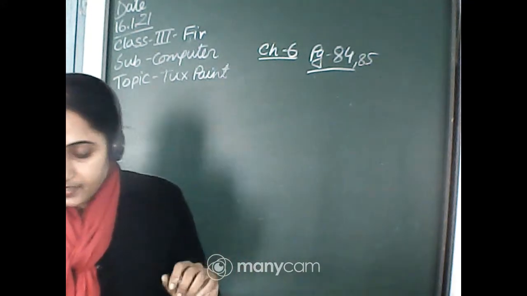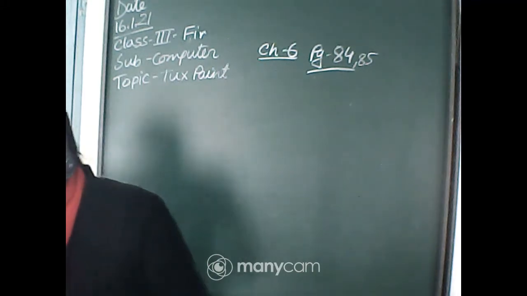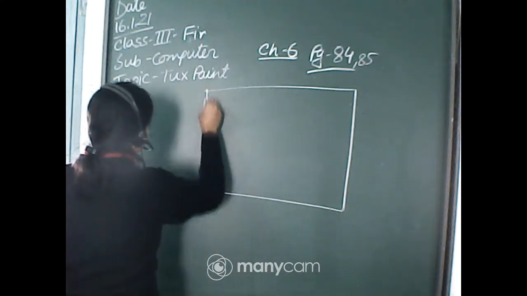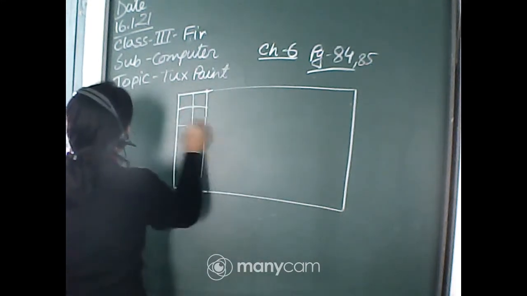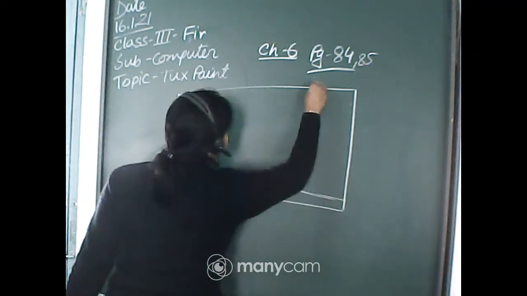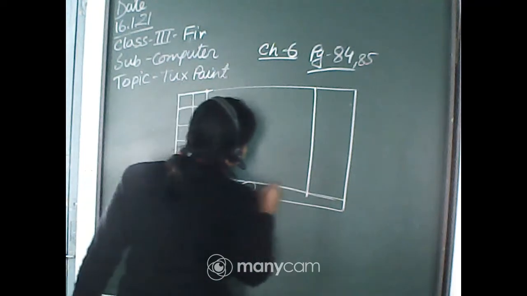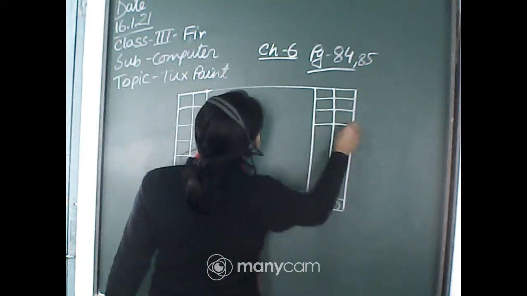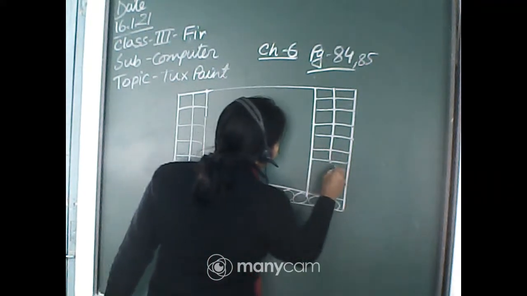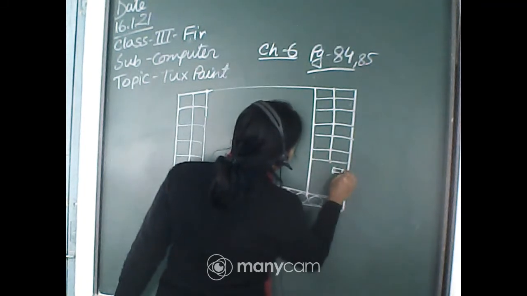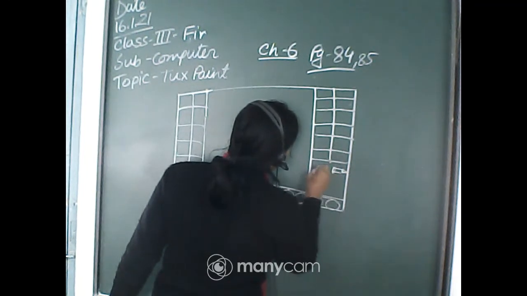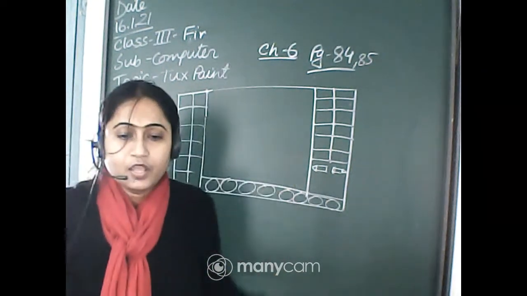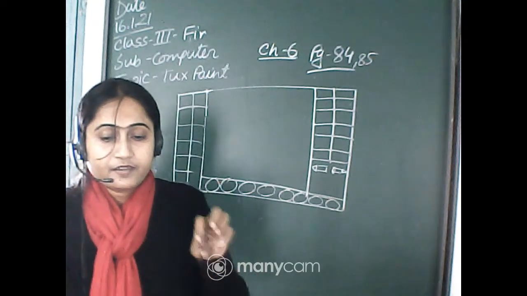Now, this is the toolbox, and this is the color palette, and on the right side these are the selectors. When you choose the stamps tool from the toolbox, using the stamps tool, you can add different ready-made animals.